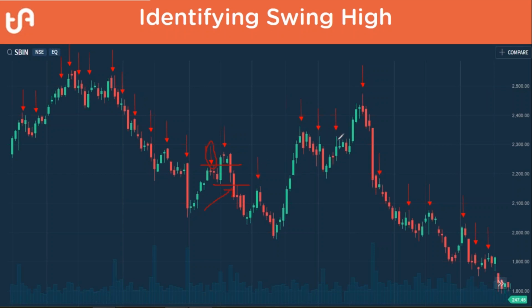Alright, now we have another setup. Let's say this is your swing high and that's the swing low. So in this candle, you go ahead and take your short. Okay, so are we clear? Are you more confident of looking for these setups?